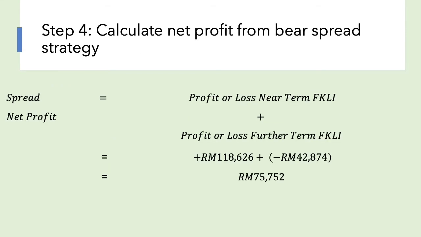Step number 4, you need to calculate net profit from the bear spread strategy. So profit or loss from near term FKLI plus profit or loss for further term FKLI. You sum up, you get 75,752 ringgit.